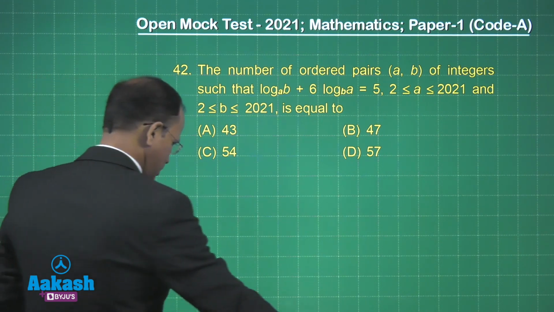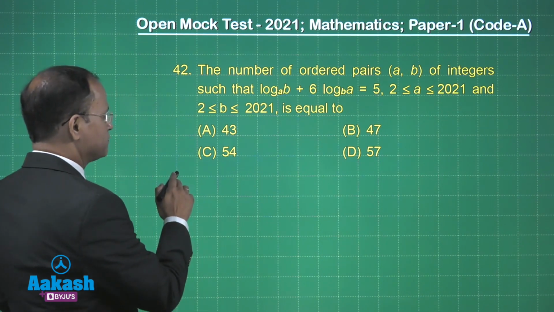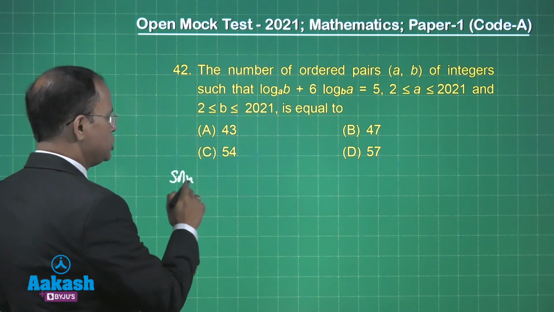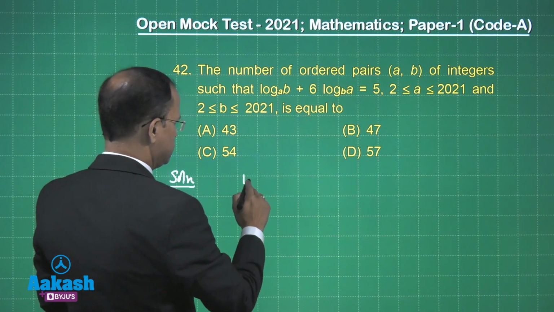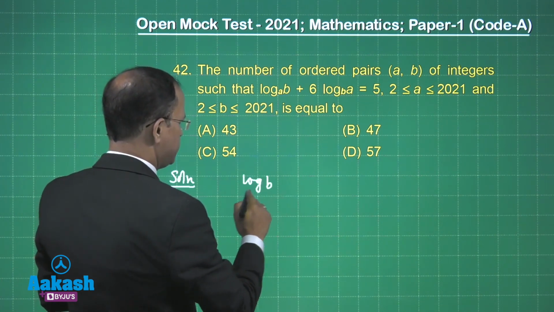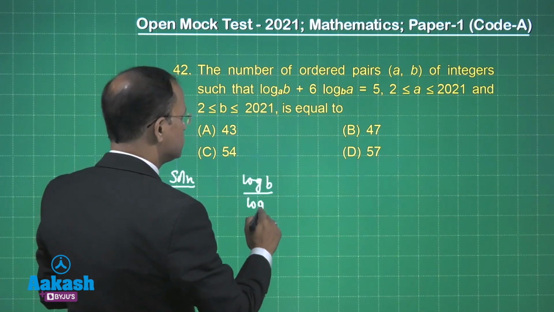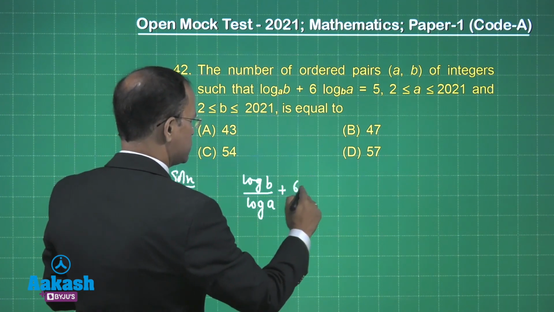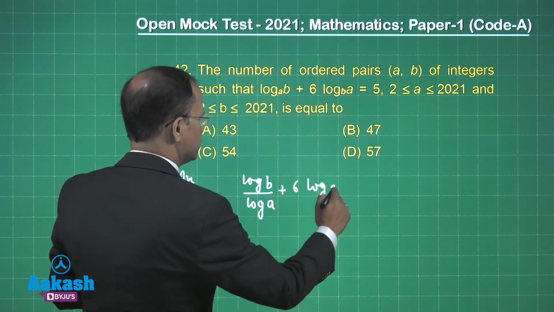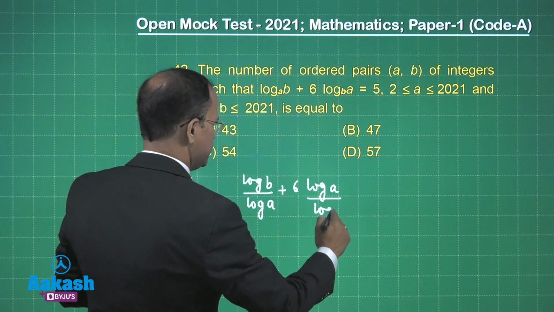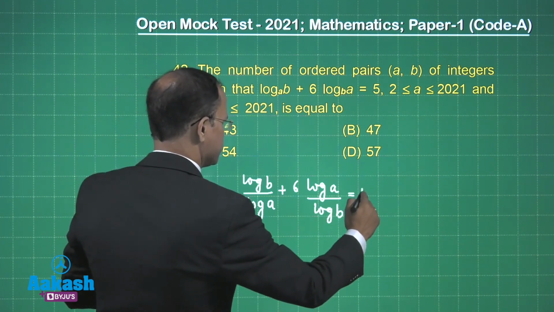Let's have a look at the things now. See how the things are done. You have log b divided by log a plus 6 times log a divided by log b, right? And this is going to be equal to 5.